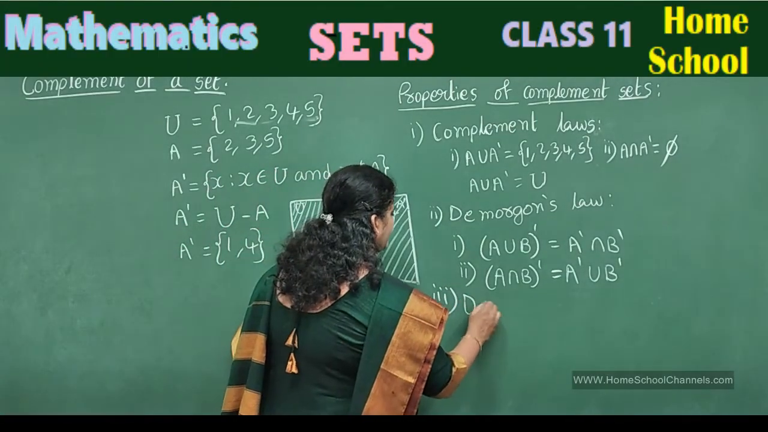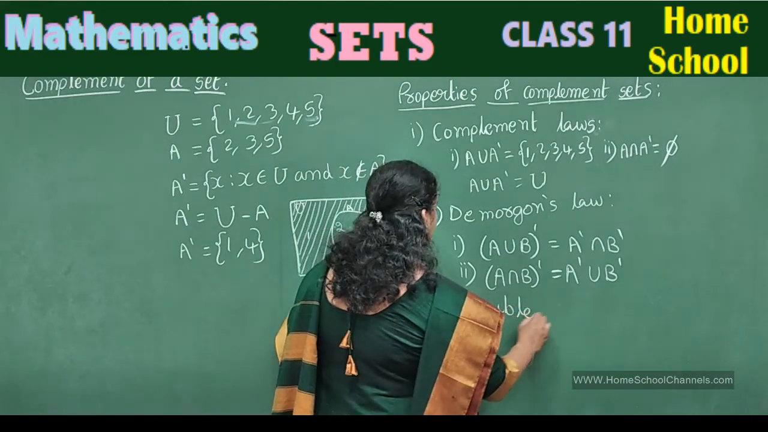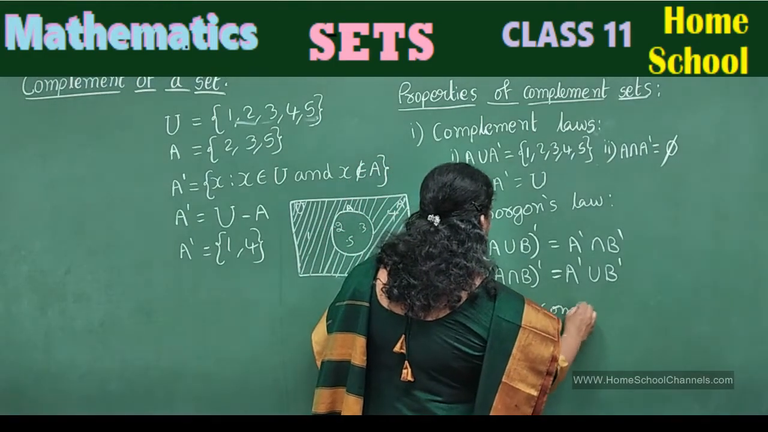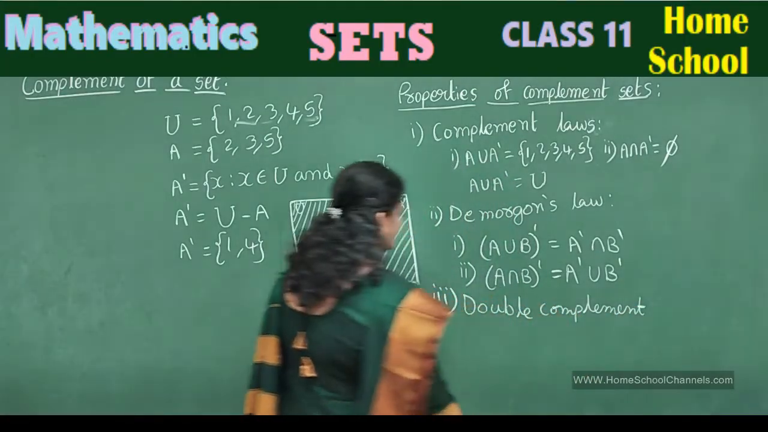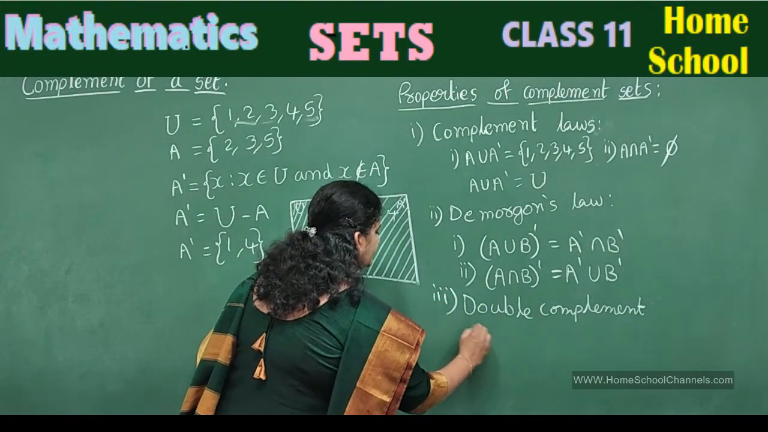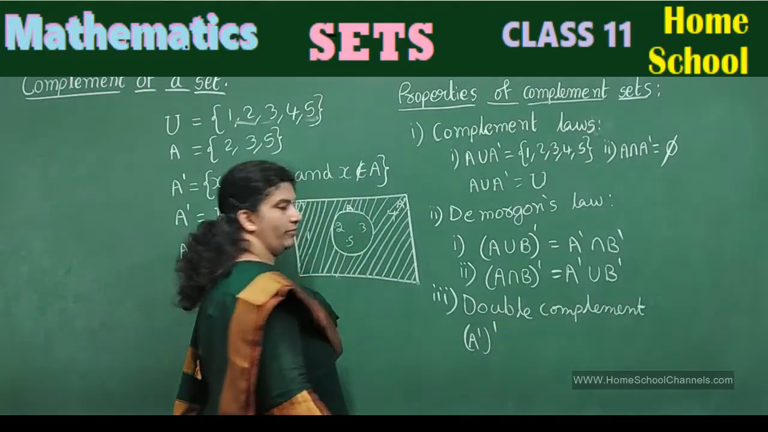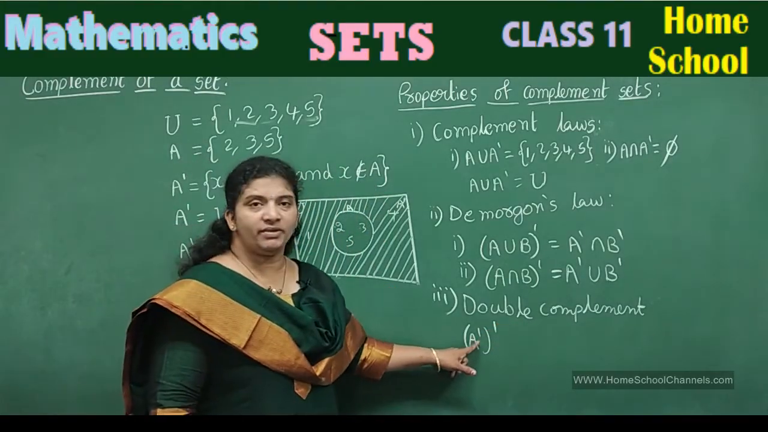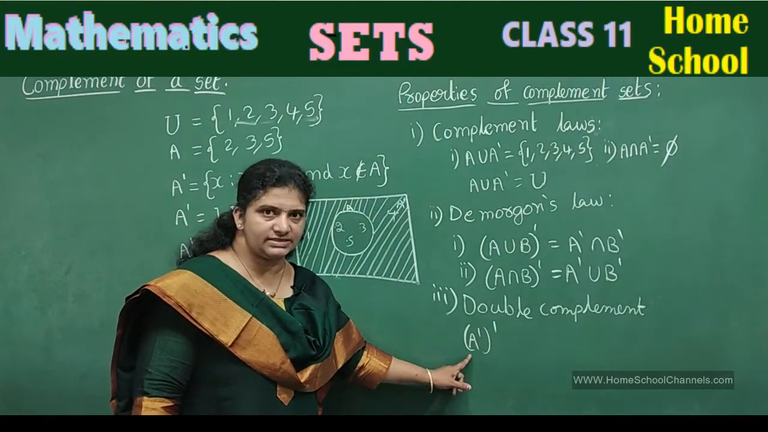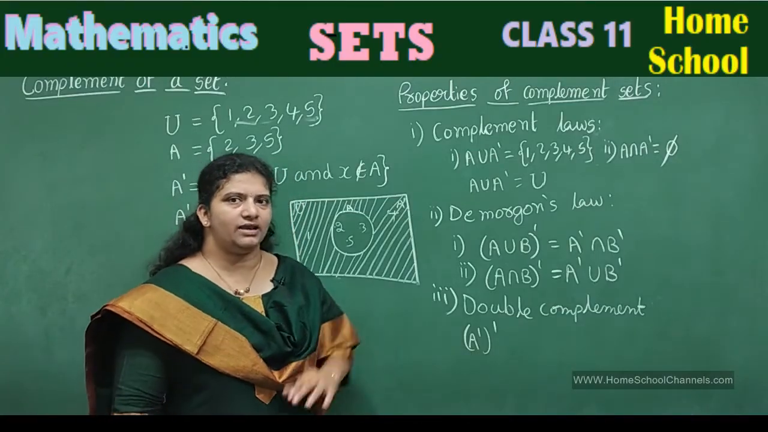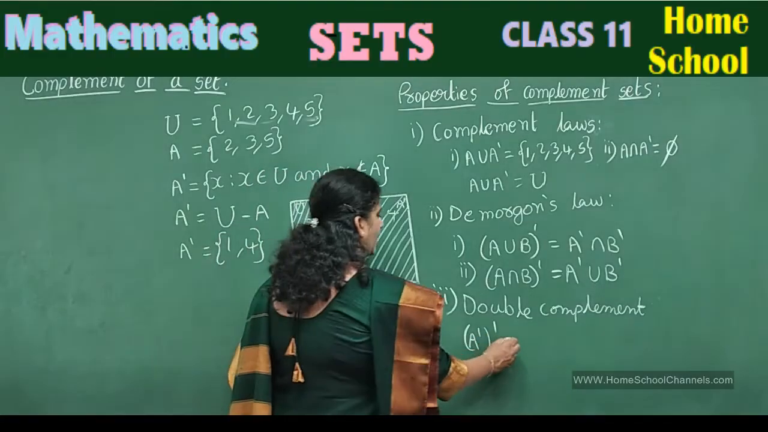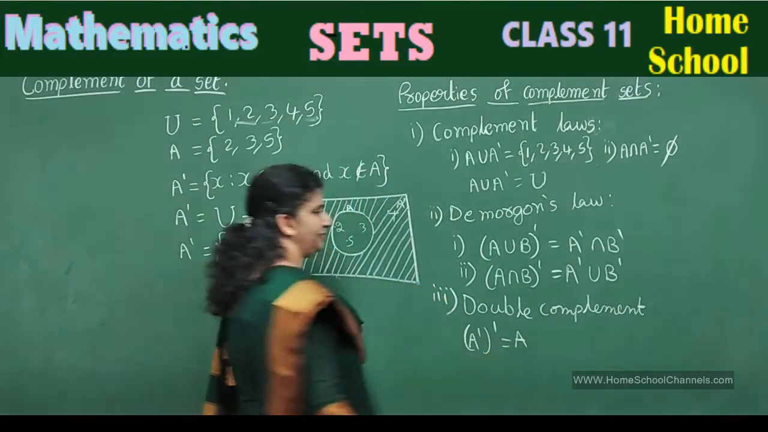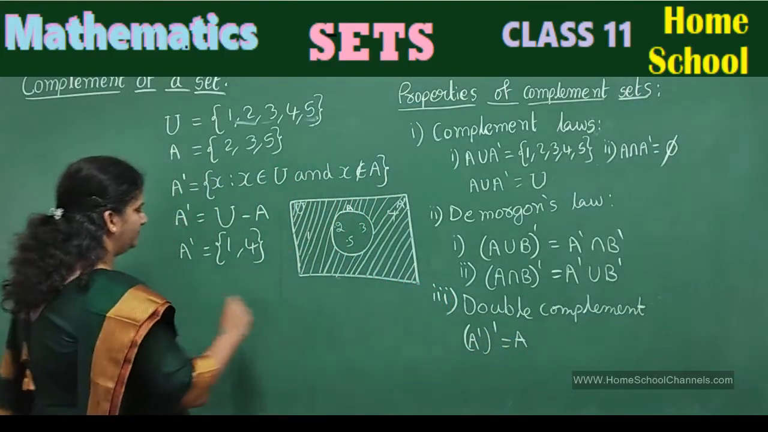Next, double complement. Double complement of a set. Suppose that is A complement whole complement. A complement means, in the universal set, the elements other than A. Then again, double complement means you are going to get simply A. Okay, let us check it out.